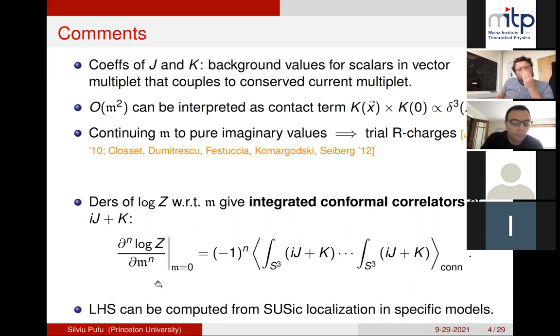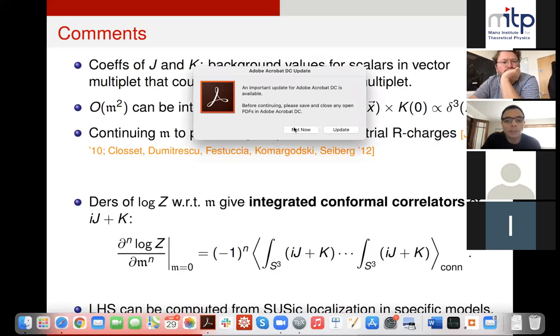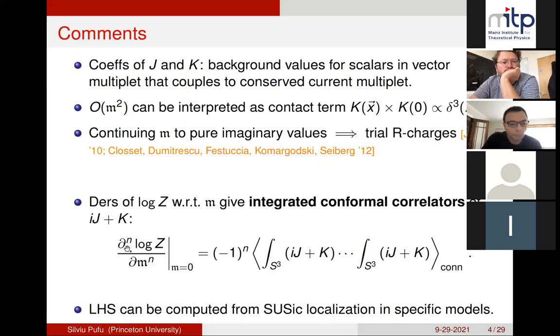And I said this before, but I should emphasize it again, that the left-hand side can be computed from supersymmetric localization in specific models. So in practice, we know the left-hand side. So this is just some information that we learn about this correlation function.